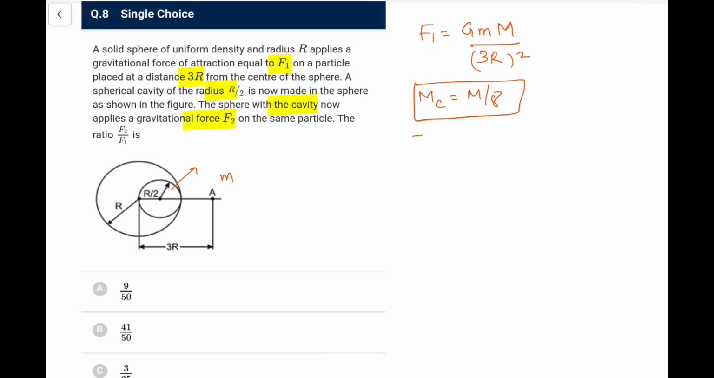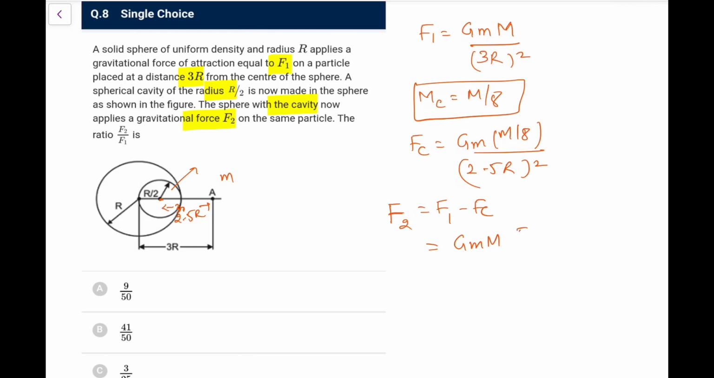Because of this cavity, the force due to the cavity would be, since the cavity center is at a distance of 3r minus r by 2, that is 2.5r. So that would be G m M by 8 into 2.5r whole square. Now the remaining sphere will exert force F2, and there is no need to put the vector sign because all the forces are in the same direction here. So F2 would be F1 minus Fc. That is GMm, which I can take common, times 1 upon 3r whole square minus 1 upon 8 into 2.5r whole square. That is what we have got.